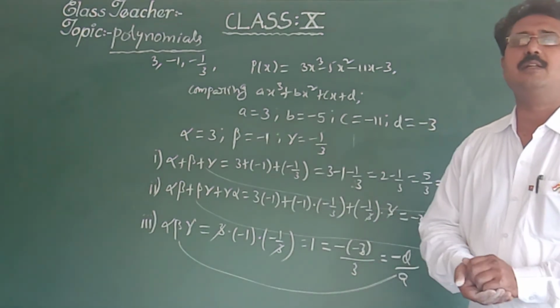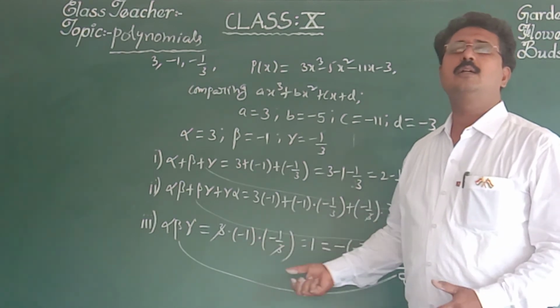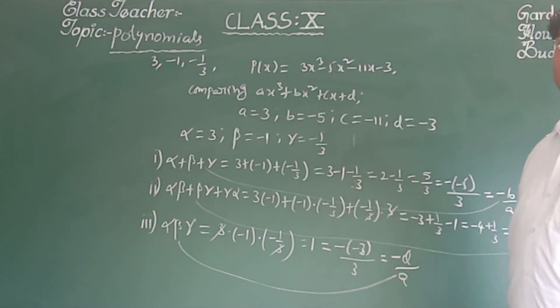This is the way to verify the relationship between zeros and coefficients of a cubic polynomial. Please note down this problem.